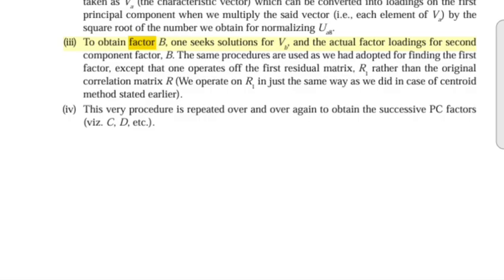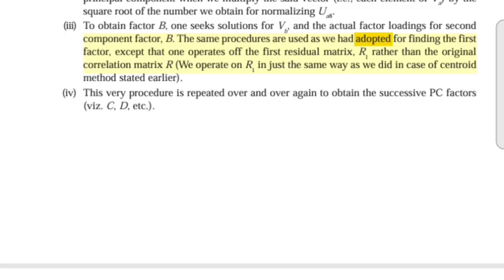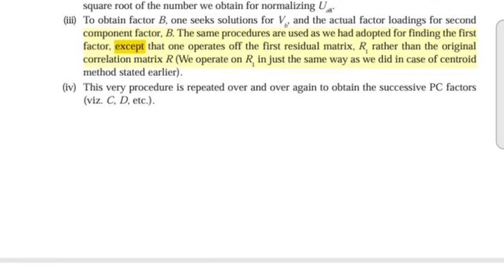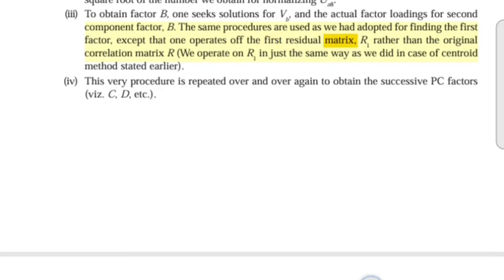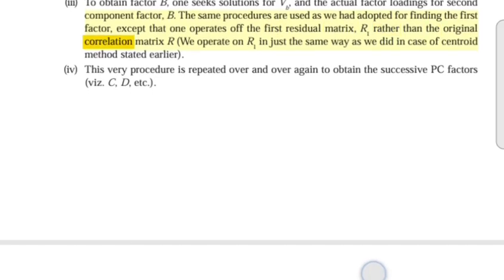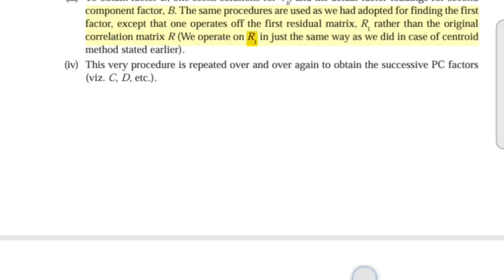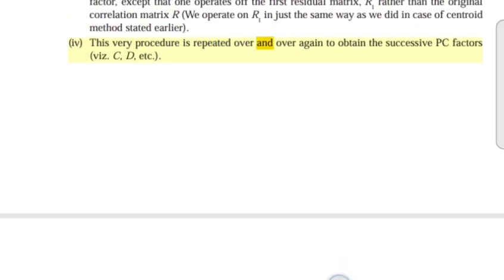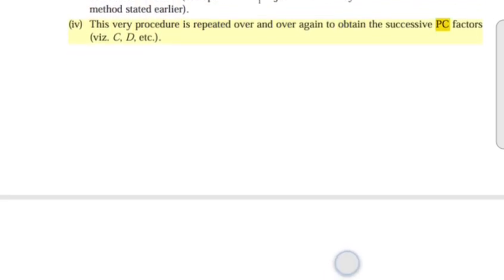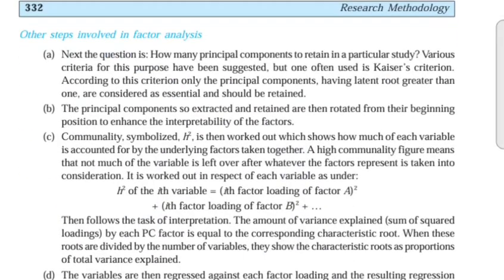To obtain factor B, one seeks solutions for VB, and the actual factor loadings for the second component factor, B. The same procedures are used as we had adopted for finding the first factor, except that one operates off the first residual matrix, R1, rather than the original correlation matrix R. We operate on R1 in just the same way as we did in the case of the centroid method stated earlier. This very procedure is repeated over and over again to obtain the successive PC factors, viz., C, D, etc.